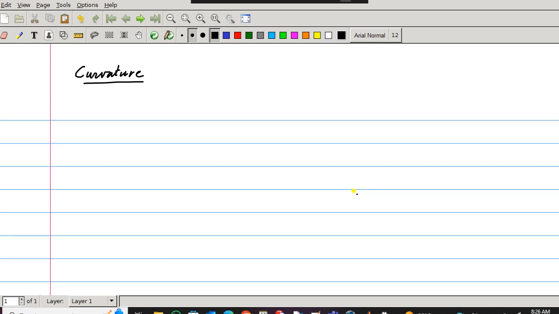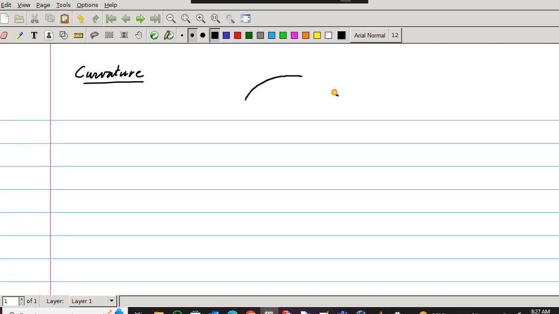Alright, so today we are discussing curvature. What is curvature? Whenever we have a curve, it bends, right? So if I want to measure how much this curve is bending, how much there is a turn in this curve.